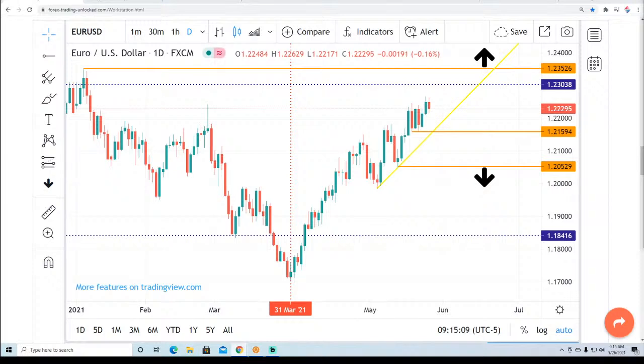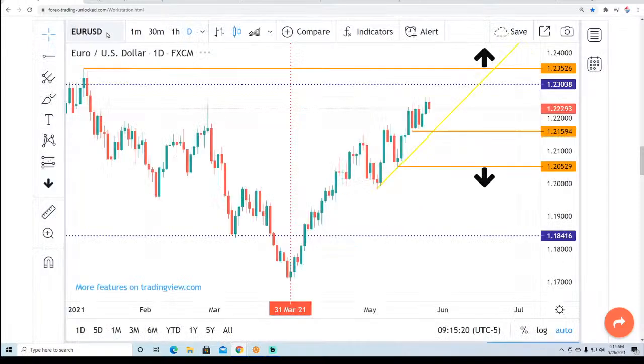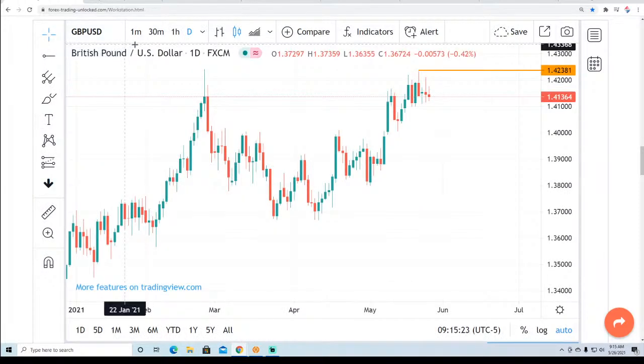Okay, so let's see. All right, so let's go on to our next market then. So we have the euro US dollar. Now let's go on to the British pound, GBPUSD. All right, British pound US dollar.